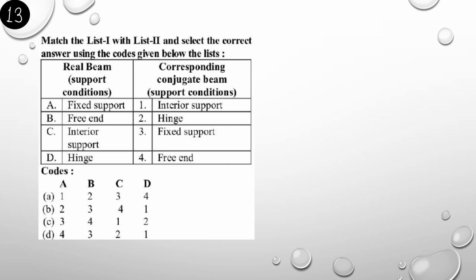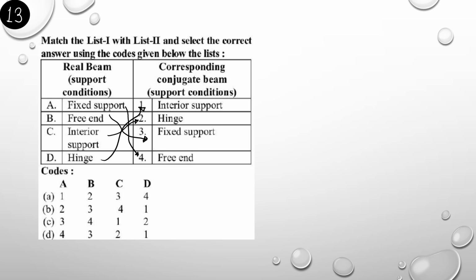Then question number 13. Match list 1 and list 2 and select the correct answer using the code given below. The first column is for the real beam support condition and the second is the corresponding conjugate beam support condition. So first, for a fixed beam, in the case of a real beam there is a fixed support, but in the case of the conjugate beam we take a free end or a free support. So for option A, 4 is correct. Then for a free end, we take a fixed support. Then for an interior support we take a hinge, and for a hinge we take an interior support.